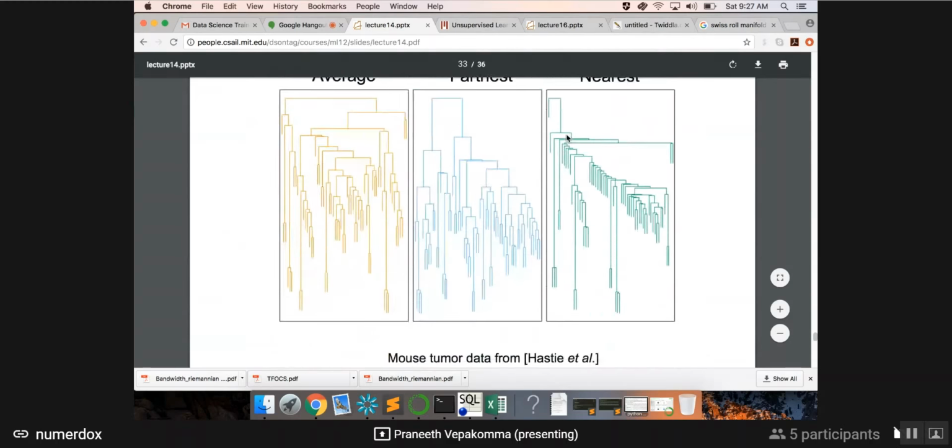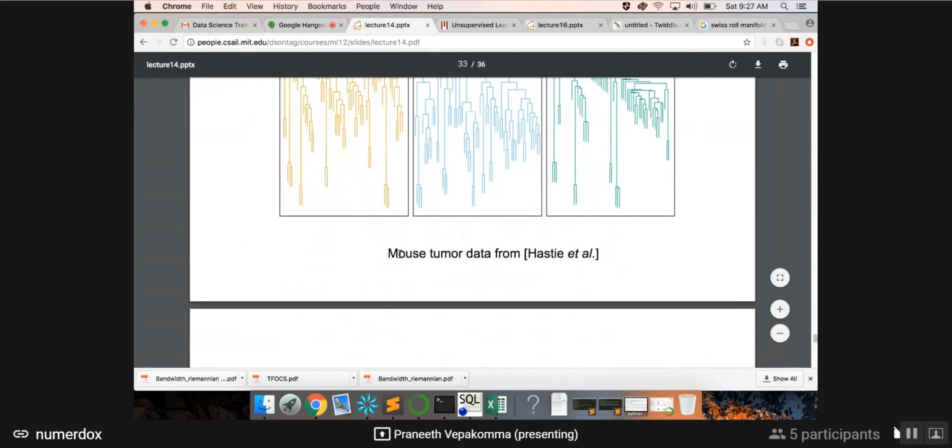Average, farthest link, nearest link. Average means the average of all pairs. So this is on some tumor data. This is some genetic data based on tumor and no-tumor patients of mice.